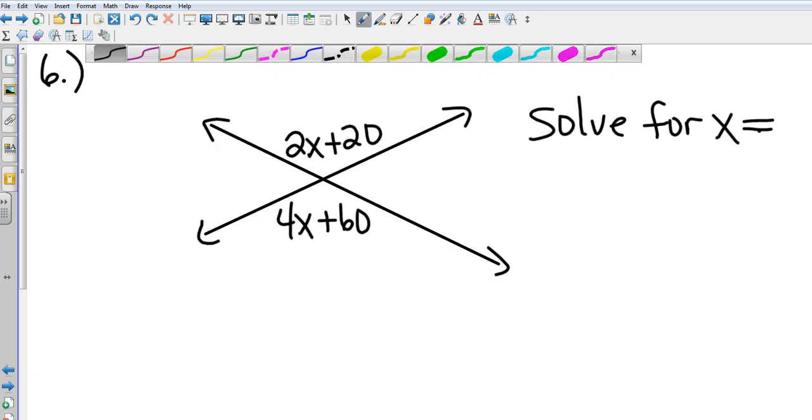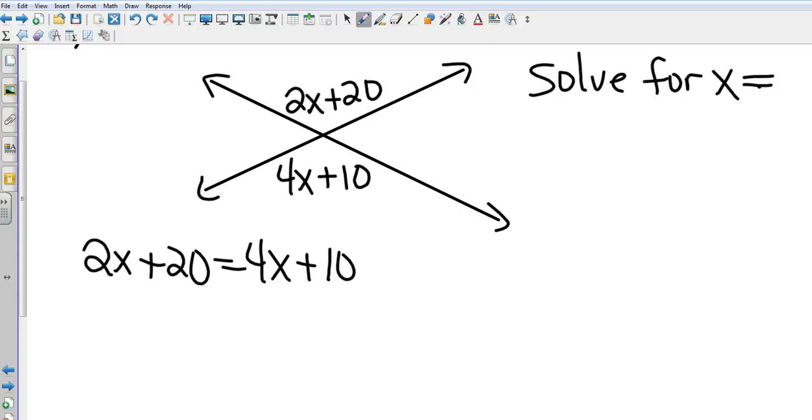Okay, question number 6. Solving for x. You've got one angle that's 2x plus 20. You've got another angle on the other side that's 4x plus 60. What's the relationship of these two angles? They're vertical, which makes them congruent. So set them equal to each other and solve for x.